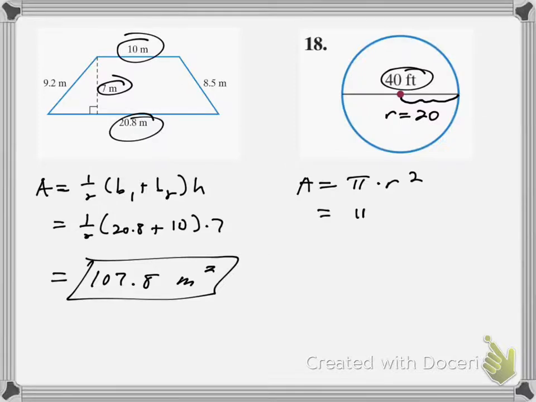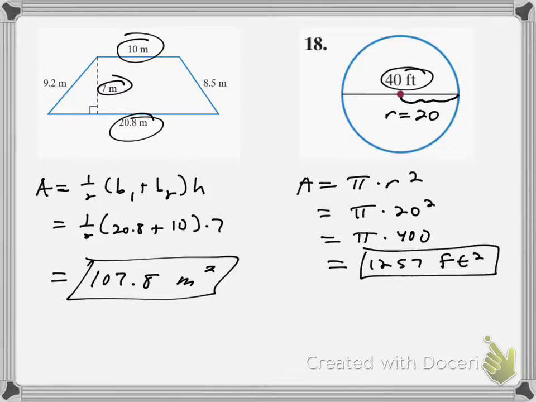So this would be pi times 20 squared, which is pi times 400. So if I do that on my calculator, 400 times, and then hit the pi button, I get 1,256.64. I'm going to round that, actually. Let's round that. 1,257, if I round it, square feet.